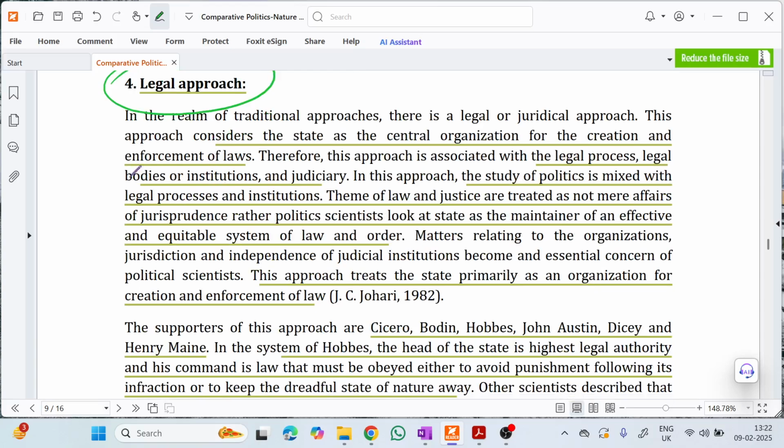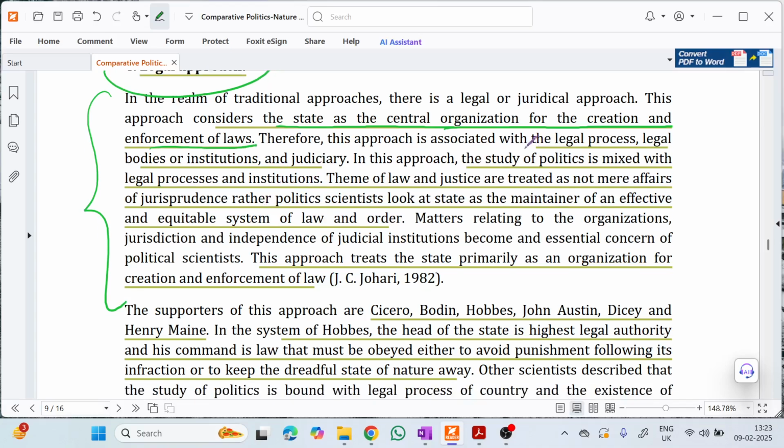Now, the fourth approach, the legal approach. This legal approach considers the state as the central organization for the creation and enforcement of law. This approach is associated with legal processes, legal bodies, institutions, and everything that is legal. So in this approach, the study of politics is mixed with legal processes and institutions. Themes of law and justice are treated not merely as affairs of jurisprudence. Rather, political scientists look at the state as the maintainer of an effective and equitable system of law and order.